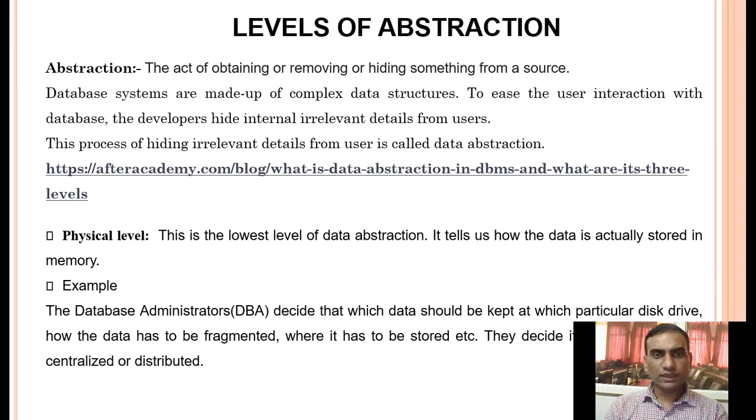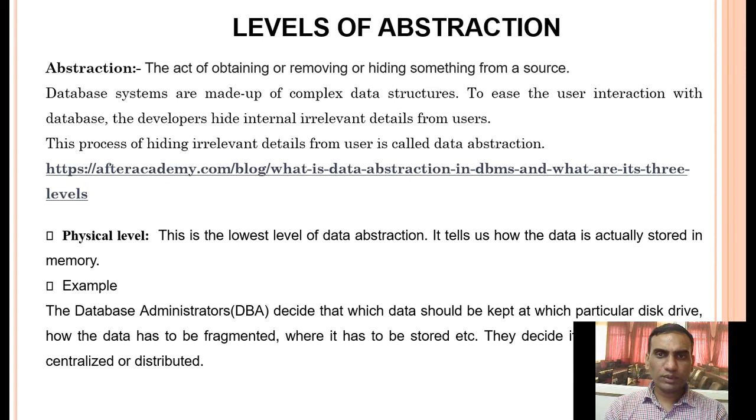This is the definition of abstraction: the act of obtaining or removing or hiding something from the source. Suppose you have one source of information. From that source, what type of things do you want to hide from the normal user, what type of things do you want to remove, and what type of things do you want to get? This is called abstraction.